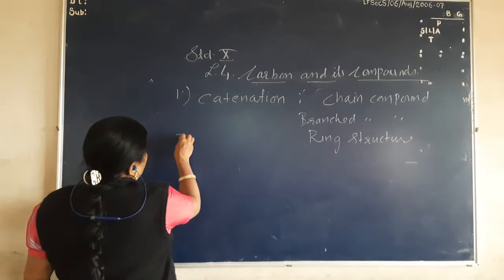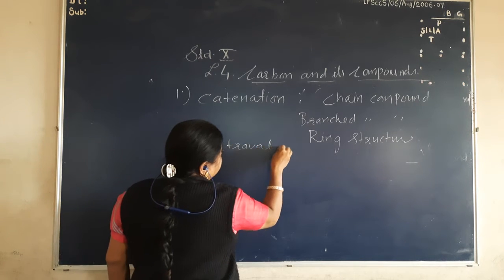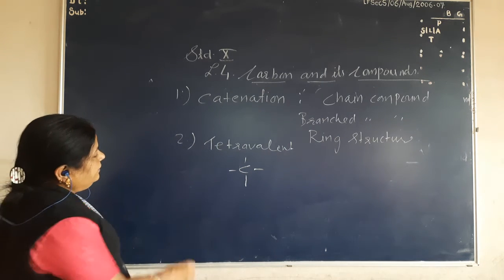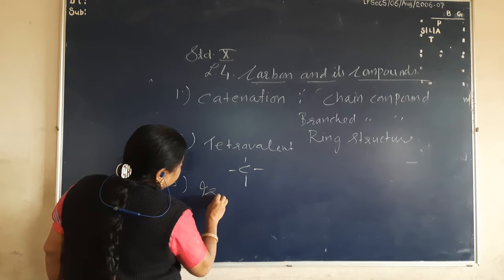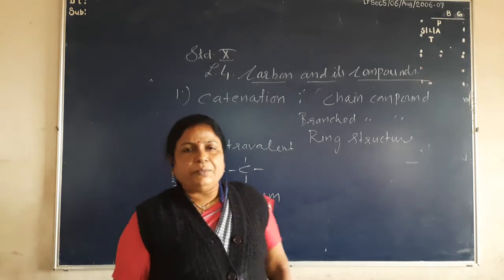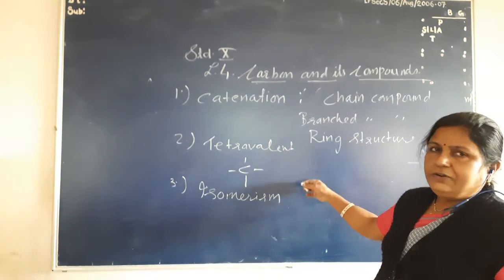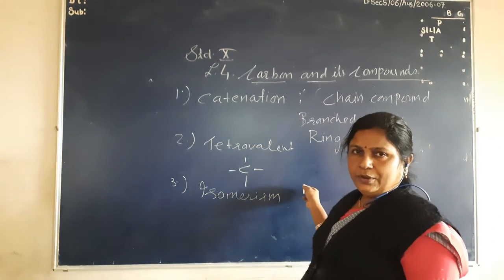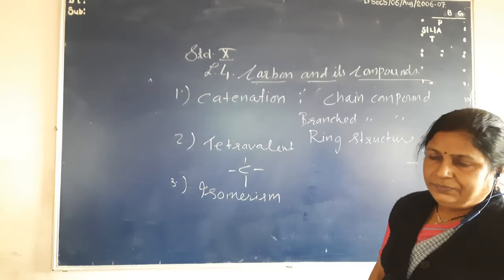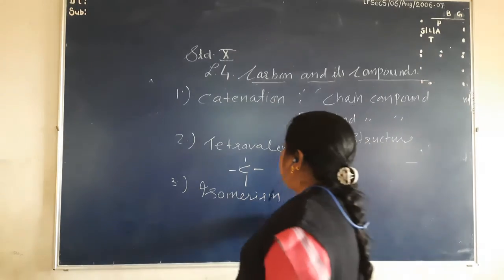The second property carbon shows is tetravalence, that is, 4 bonds are formed with carbon. Then the third property it shows is isomerism. Compounds with the same chemical formula, but due to different arrangement of atoms and bonds, the compound can be denoted in two or more than two manners. That is isomers. There could be many isomers of a single compound. That property is known as isomerism, and carbon shows this isomerism.